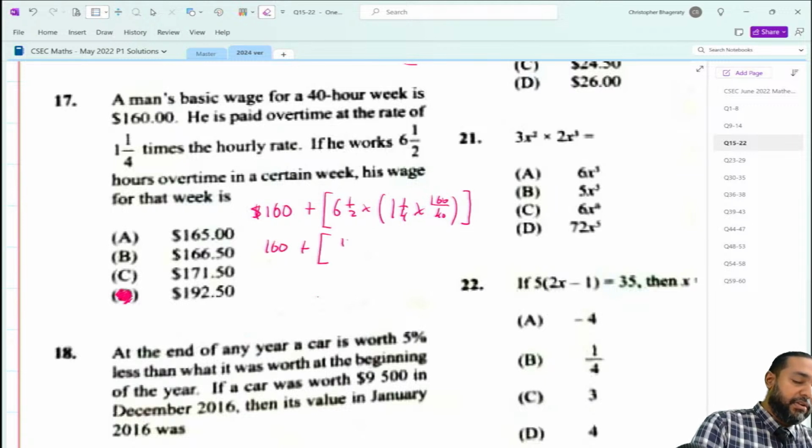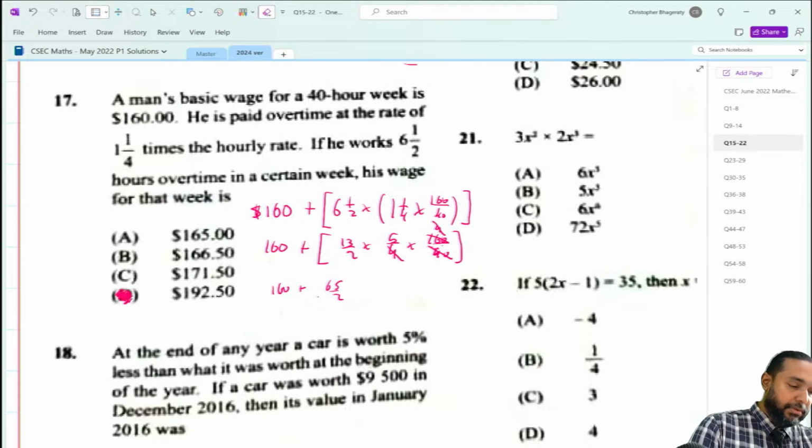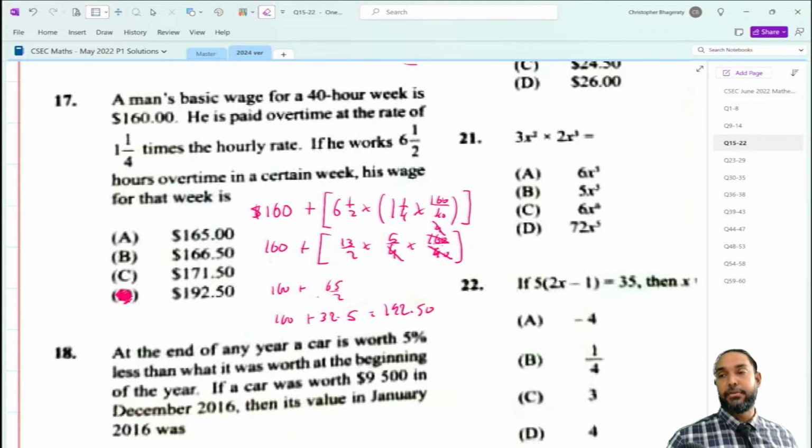Now 6.5 could convert to 13 over 2. 1 1/4 is 5/4. Then multiply by 160 over 40. 160 over 40 is 4. 4 will cancel with 4, so we get 160 plus 65 over 2, which is 32.5, which is 192.5. Mike, are you okay with that?